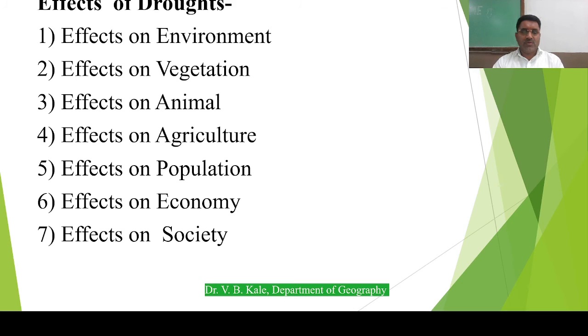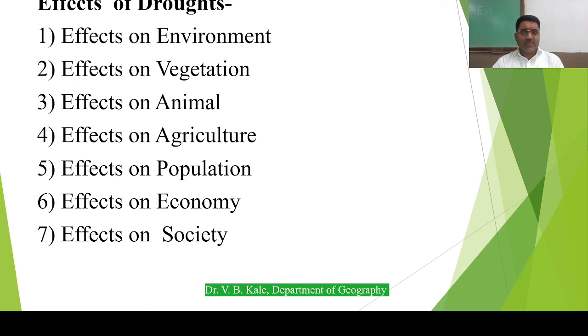Effect on population. We require water for many purposes: industrial, drinking, daily or domestic purposes, recreation, rinsing pots, washing clothes, and many more. But if there is a shortage of water, people have to migrate from the place where there is a problem to wherever water is available. So this is also one effect of the drought on the population.